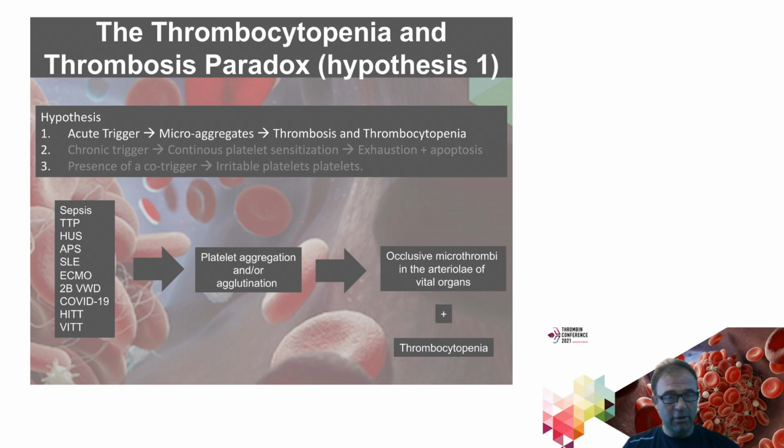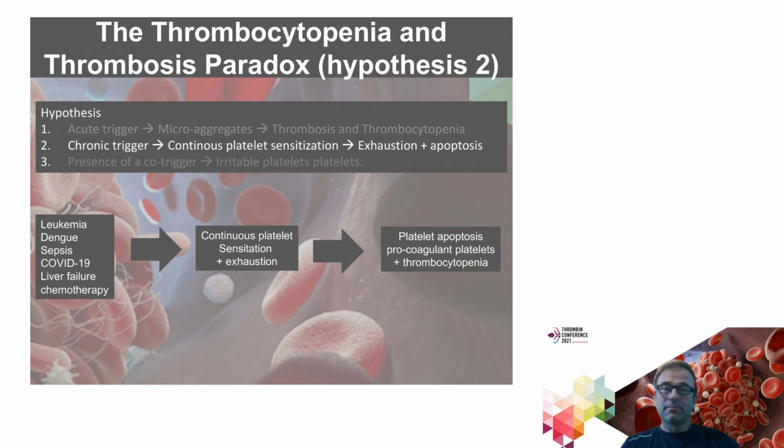For example, in TTP, HUS, APS, SLE, ECMO, 2B von Willebrand disease, COVID thrombosis, heparin-induced thrombocytopenia and thrombosis, vaccine-induced thrombocytopenia and thrombosis, you expect that platelet aggregation or agglutination is triggered. Well, this means that you have platelet consumption and you have microthrombi formation, occlusion of the arterioles of vital organs, and you have the combination thrombocytopenia and thrombosis. Well, for those diseases, this is really the most likely explanation.